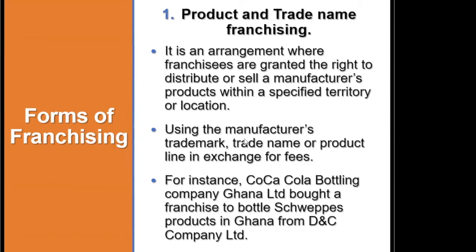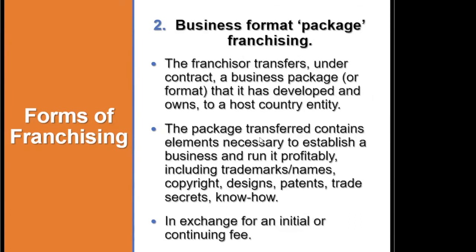So whereas there were other Schweppes products being sold on the market, the ones that were actually being manufactured in Ghana for the Ghanaian market were being done by Coca-Cola Bottling Company under license from DNC Company. So that's a typical example of a franchise based on products and trade name. Now, this is less popular, unlike the business format package franchising, which is very popular in Ghana at the moment.